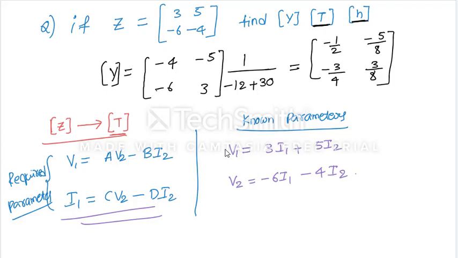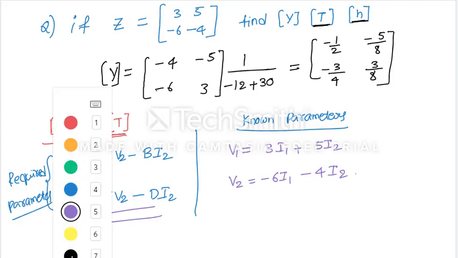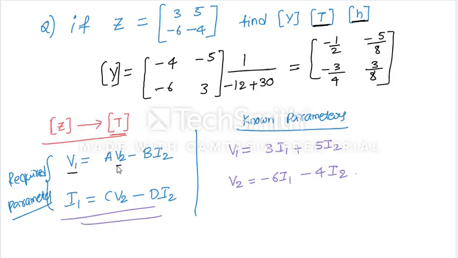What we can do is, see this thing here in the required parameters. See the first equation. What are the variables we have here? The variables are V1, V2, I2. Check which of the equations of these known parameters have the same variables. Must be V1, V2, I2.